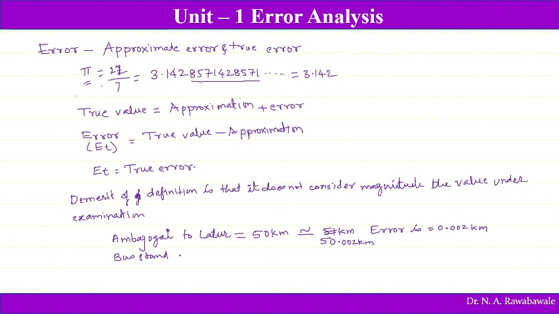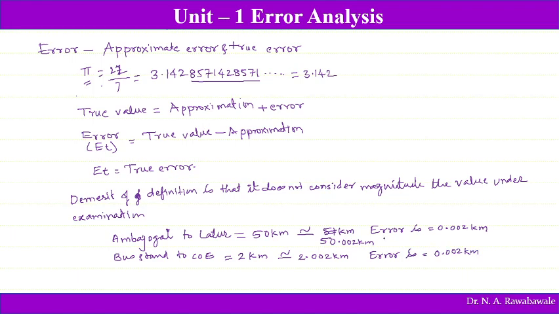Now another person measures the distance between the bus stand of Ambejogai and the College of Engineering. Say the actual distance is 2 km, but by mistake the person measures it as 2.002 km. Here also the error is 0.002 km.